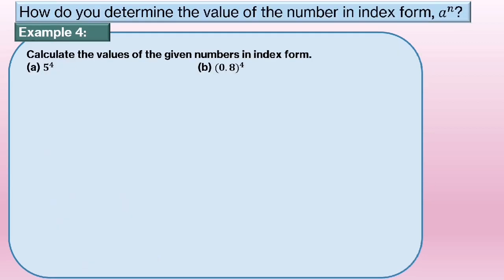Okay, next example. How do you determine the value of a number in index form, a power of n? We need to find the value of 5 power of 4. So how to get 5 power of 4? We expand it first: 5 times 5 times 5 times 5. Then you find the value. It equals 625. Okay, b. 0.8 times 0.8 times 0.8 times 0.8, repeated 4 times because the index is 4. So what is the answer? 0.4096.